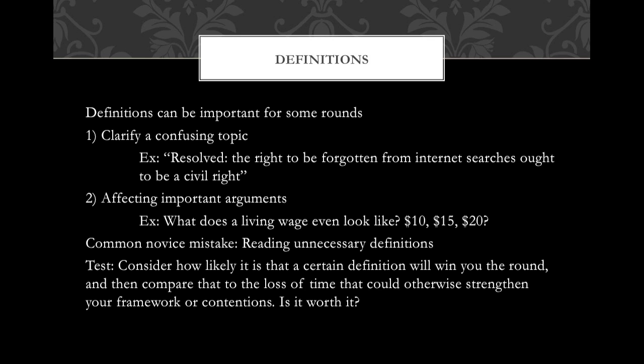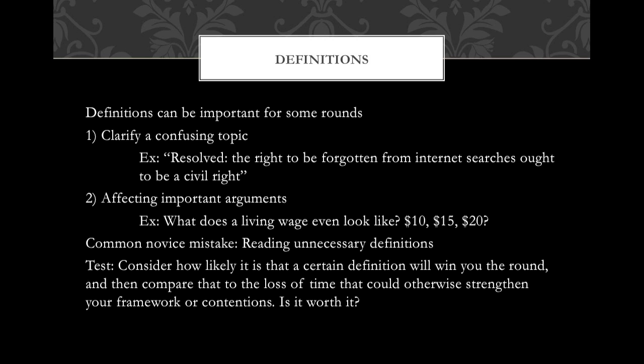The second way that a definition could be helpful is if it's affecting important arguments, if it's including or excluding certain arguments that you might have a reason to want to include or exclude that you might not otherwise be able to. So for one resolution, we were talking about a living wage. People might be arguing for different values that we could use to consider what a living wage would look like. Obviously, whether or not you're going to want a living wage might depend on whether it looks like $10 or $20.